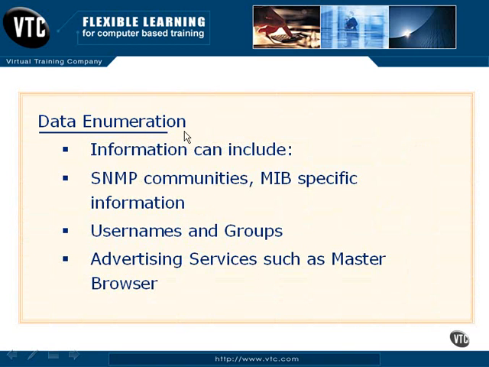There's actually a plethora of information that can be gained through data enumeration in the methods we're going to talk about. We're going to go over a couple of the different spoils of war, if you will, that we might gain during the enumeration process. The first one we're going to talk about is SNMP. We're going to gain information about the SNMP communities, which are basically work groups or names that describe groups of SNMP-enabled devices.